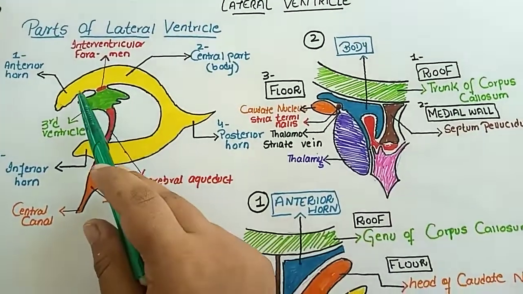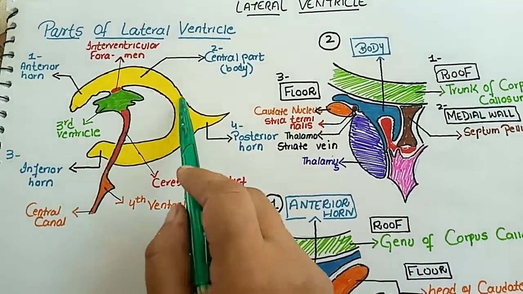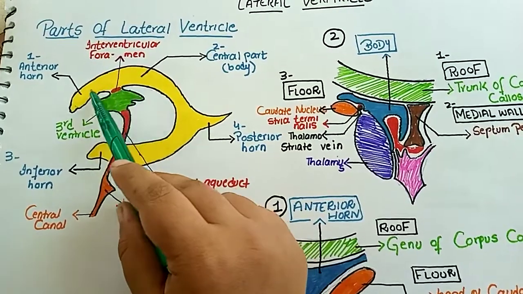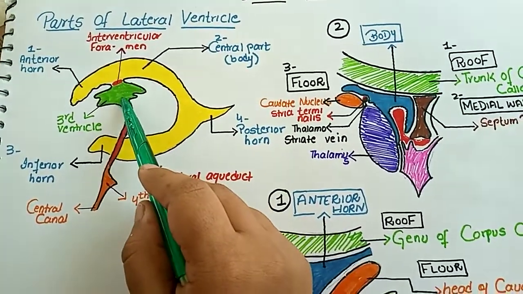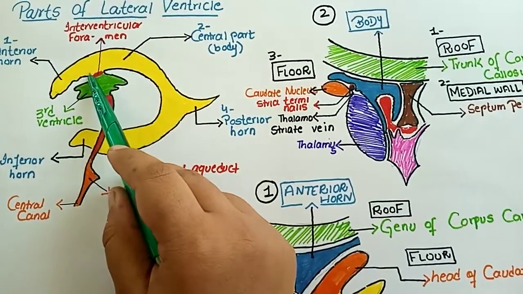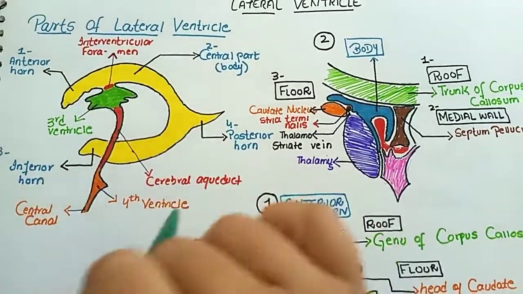So here is the structure of the lateral ventricle. The lateral ventricle is basically a C-shaped cavity filled with cerebrospinal fluid, and it is connected with the third ventricle through the interventricular foramen, and it has a total of four parts.